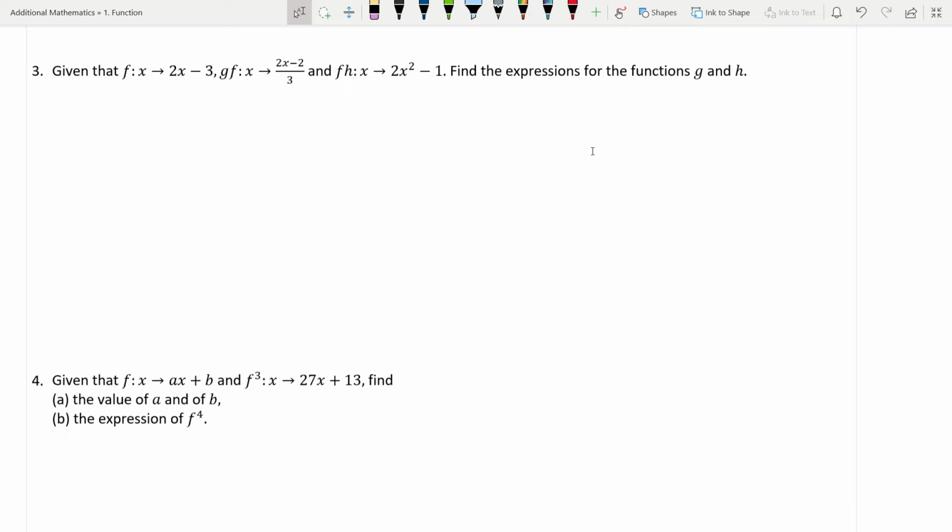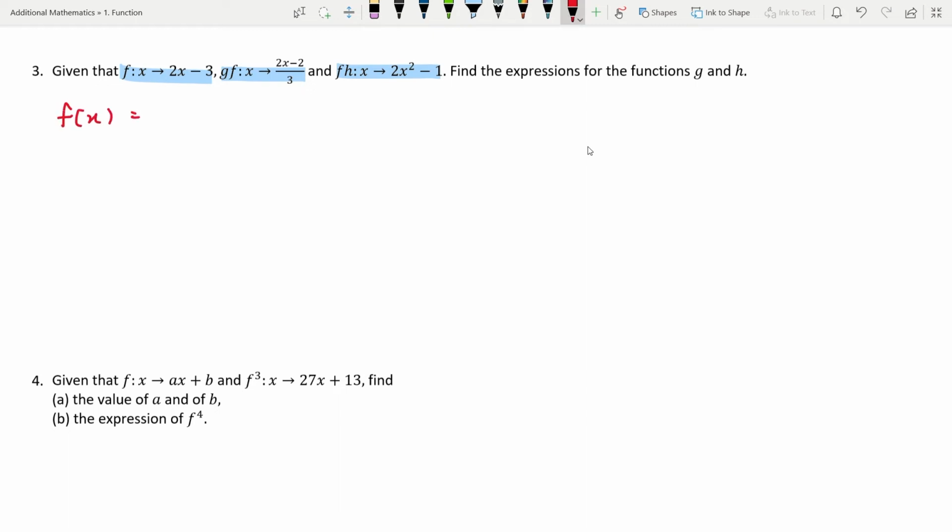Question 3. Given that function f such that x is converted into 2x minus 3, function gf such that x is converted into 2x minus 2 over 3, and function fh such that x is converted into 2x squared minus 1. Find the expression for the functions g and h. We have f(x), gf(x), and fh(x).